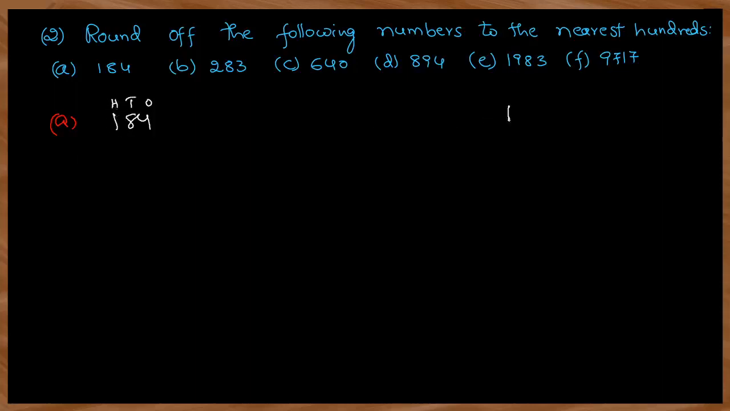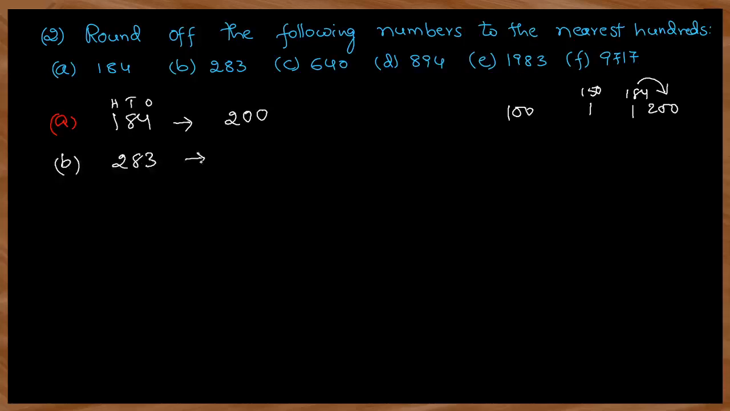So you have to search in between 100 to next 100, which is 200. So what will be the middle number of 100 and 200? 150. So it is lying in between 150 to 200, which is nearer to the 200. Then what will be the nearest 100 of 184? 200. So this is the nearest 100.